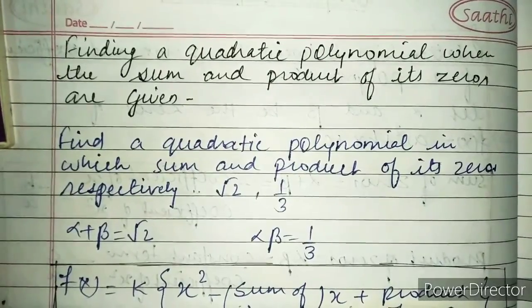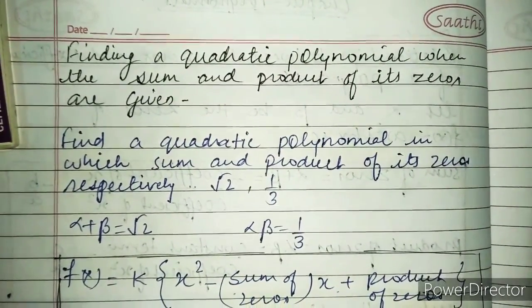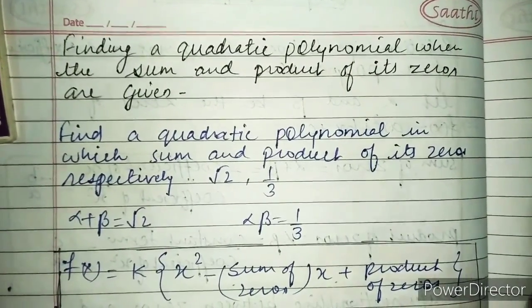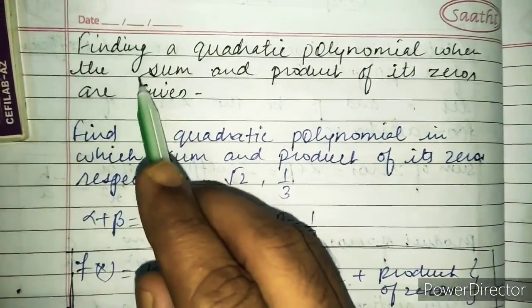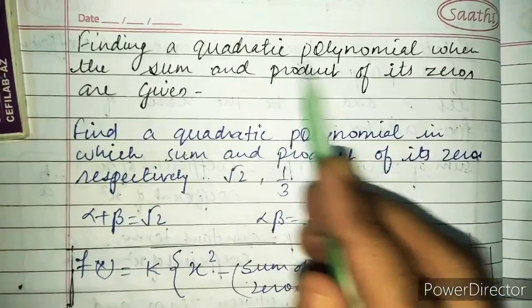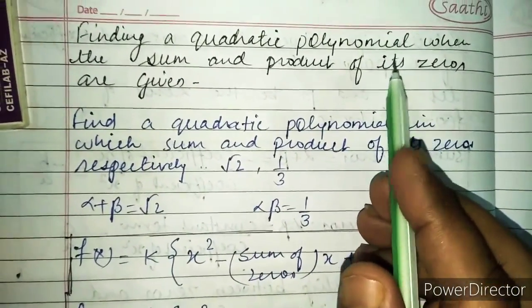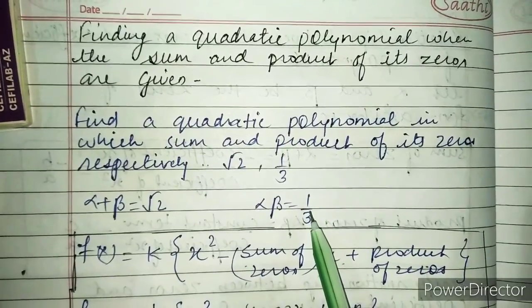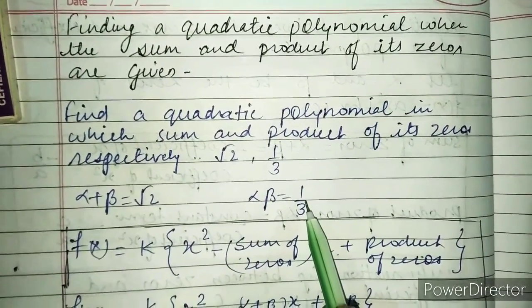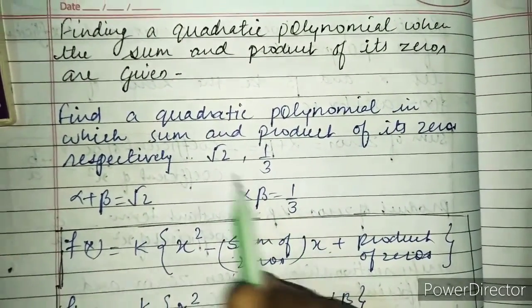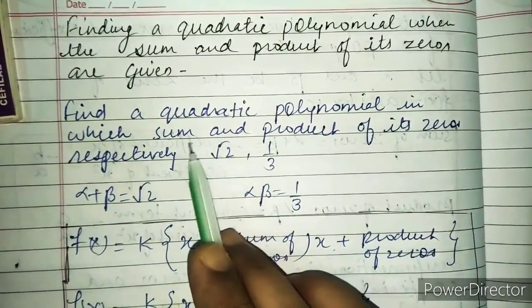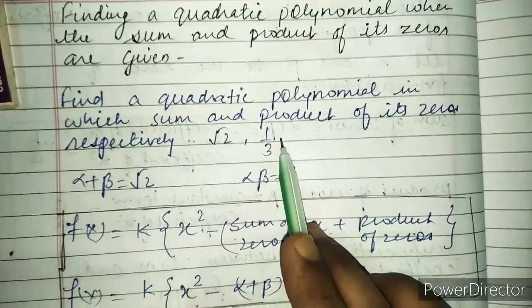Students, now come to the next topic, that is finding a quadratic polynomial when the sum and product of its zeros are given. When sum and product are given, it means that alpha plus beta is given and alpha beta is given, then how to find the polynomial? Find the quadratic polynomial in which the sum is root 2 and the product is 1 upon 3.